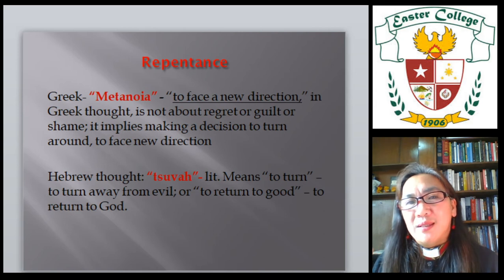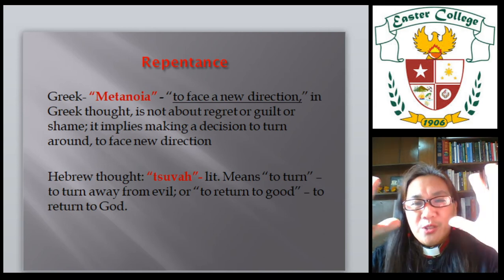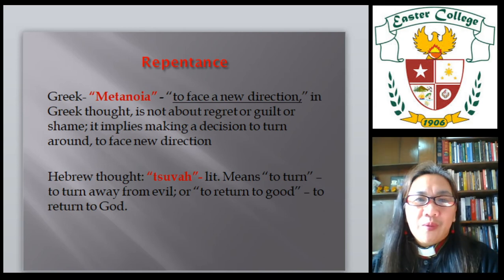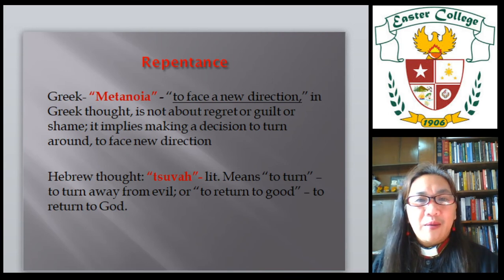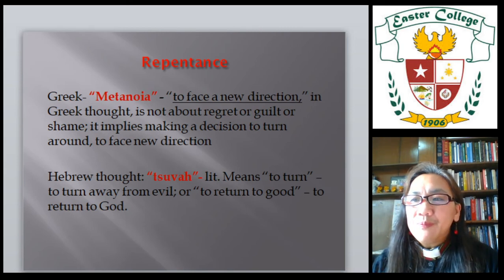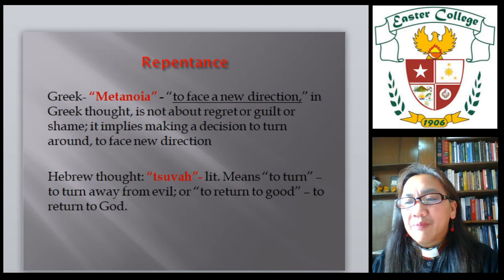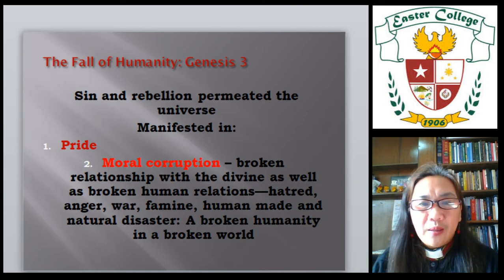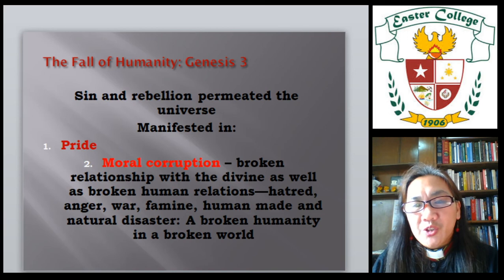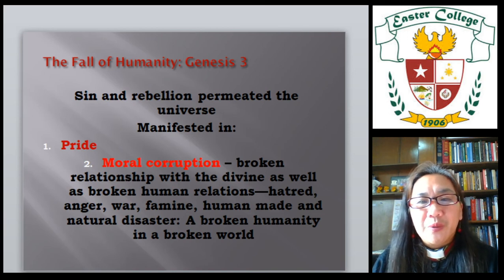So because of sin, ayan, the image of God is distorted. So, this man now has to realize yung kanyang mistake and has to decide to go back to the right direction. Pero anong nangyari? Eh, ito ang pinakamasaklap. Very quick kasi medyo sobra na tayo yata ng 1 hour. So, the fall of humanity in Genesis chapter 3 talks about sin and rebellion that's permitted the universe.